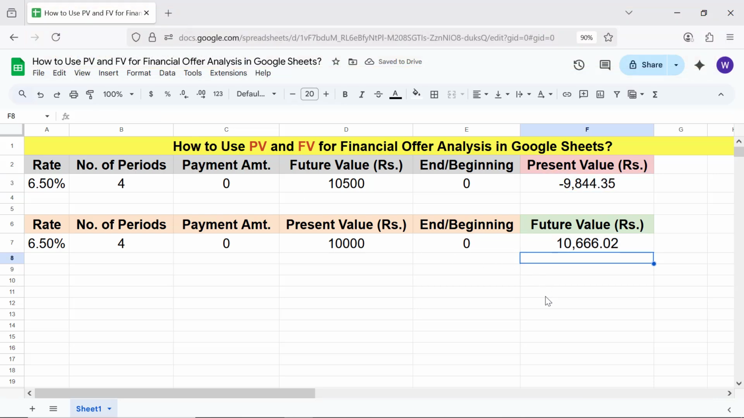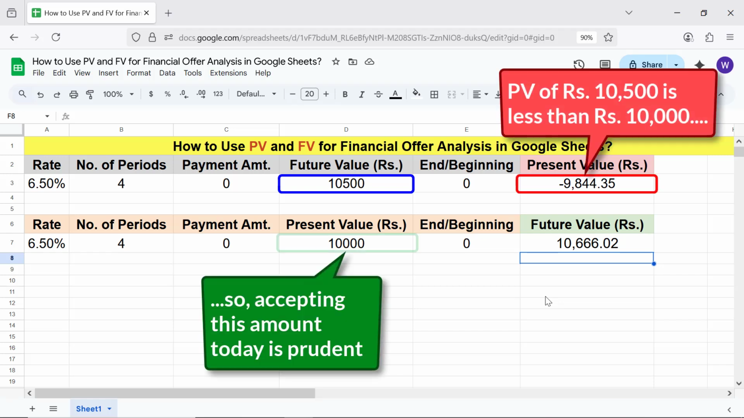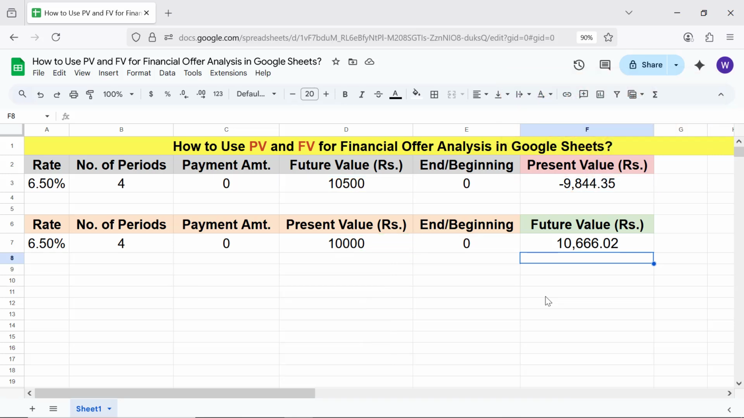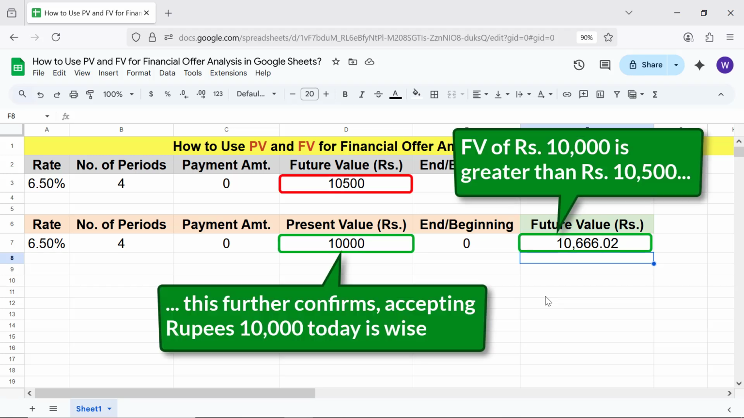The present value of Rs 10,500 is less than Rs 10,000. So, accepting this amount today is prudent. The future value of Rs 10,000 is greater than Rs 10,500. This further confirms accepting Rs 10,000 today is wise.